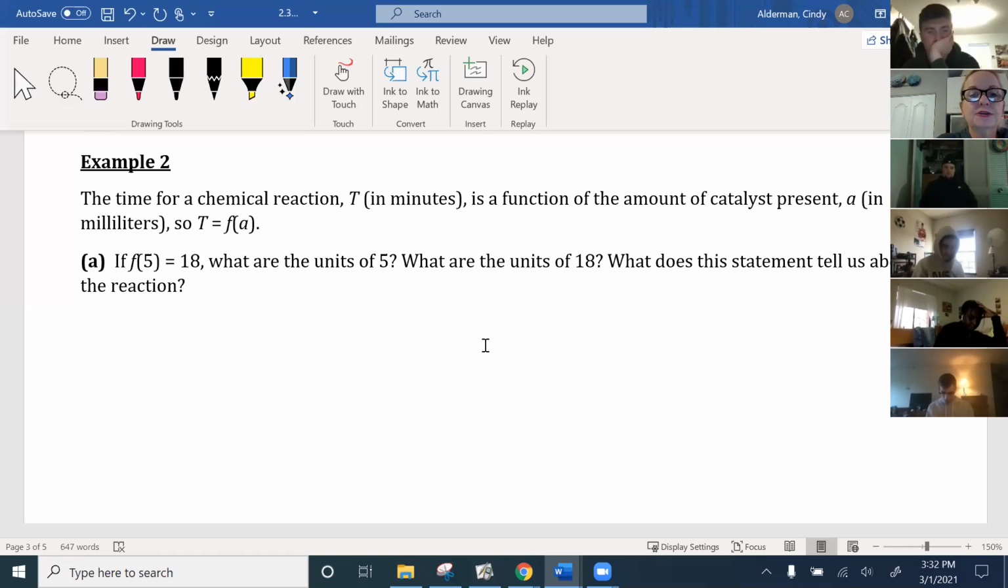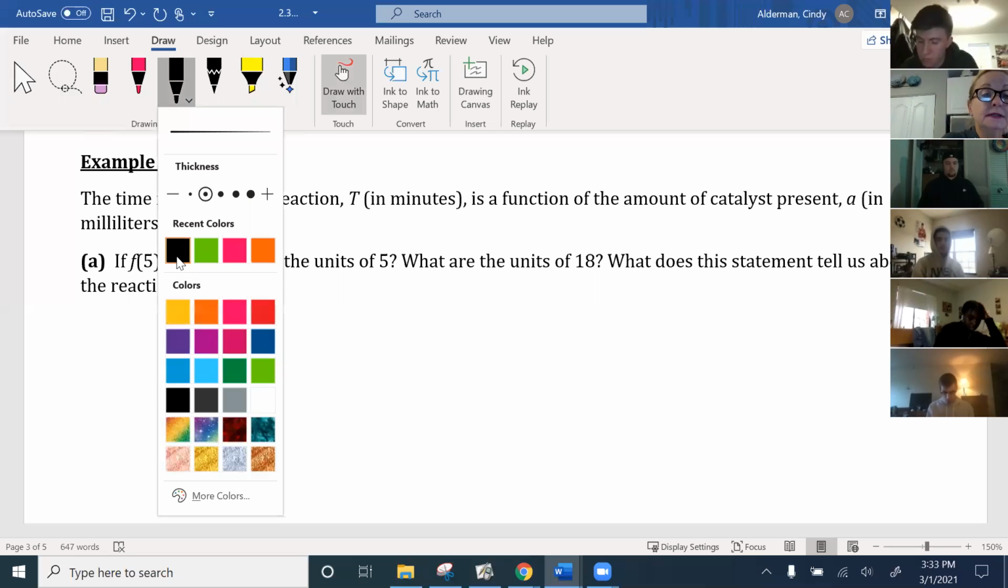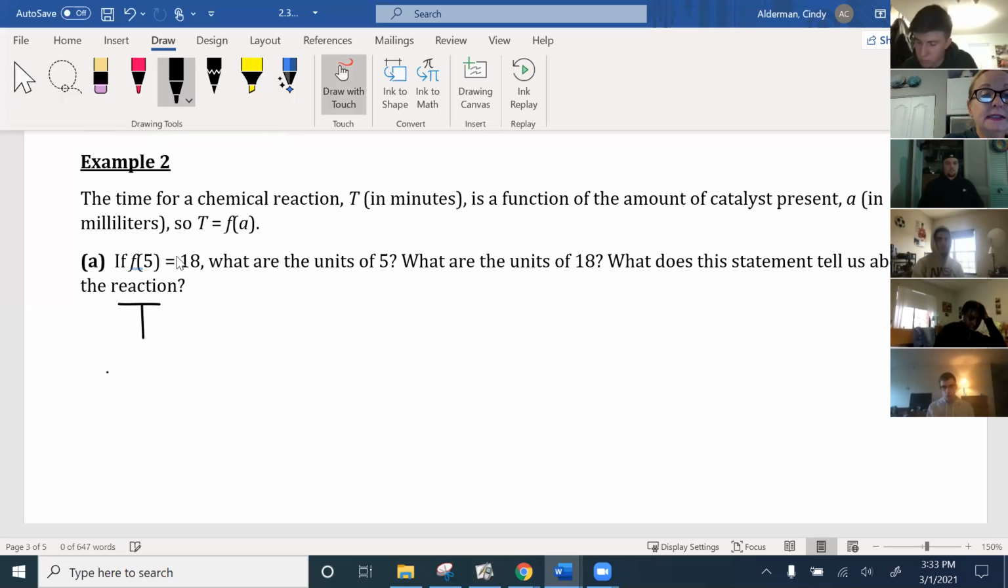So what are the units of 5? And then what are the units of 18? And what does this statement tell us about the reaction? Well, let's go to a function here. We've got T equals f of A, where we know that T is in minutes.